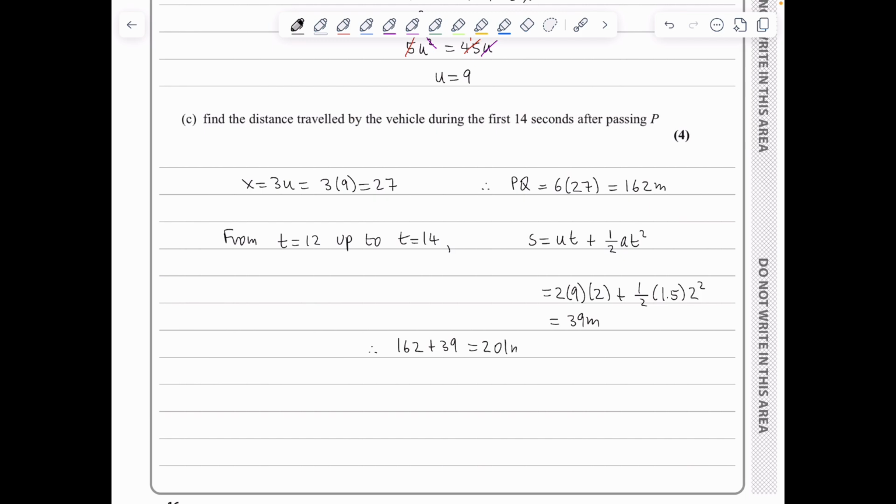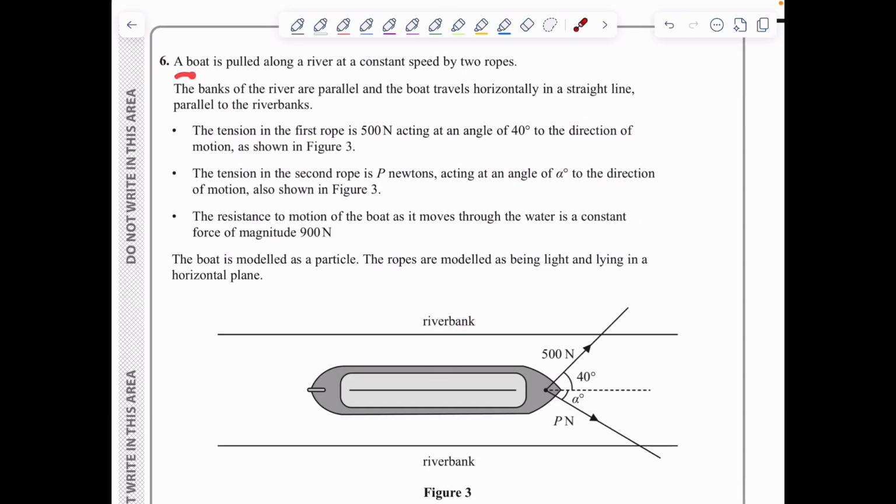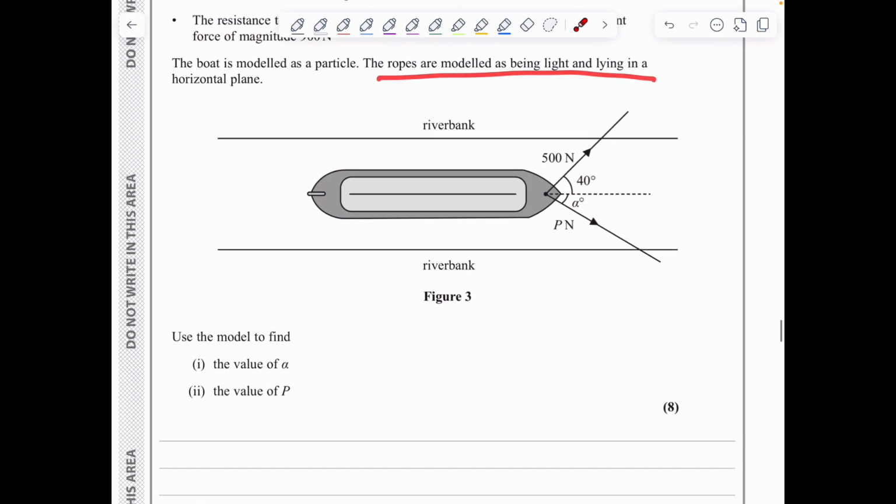In question 6, a boat is pulled along a river at a constant speed by 2 ropes. Now the banks of the river are parallel, the boat is traveling horizontally in a straight line. The tension in the first rope is 500 newtons at an angle of 40 degrees to the direction of motion. The tension in the second rope is P newtons acting at an angle of alpha to the direction of motion. We've got a resistance to motion of magnitude 900 newtons. We are modeling the ropes as being light and lying in a horizontal plane, and we need to use this model to find the value of alpha and the value of P.